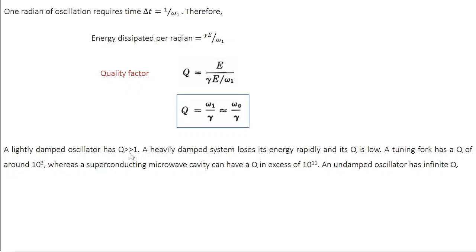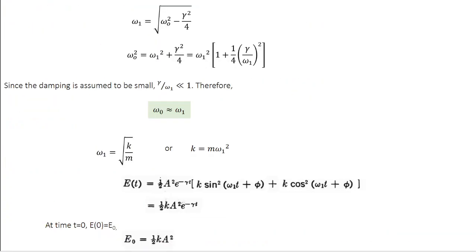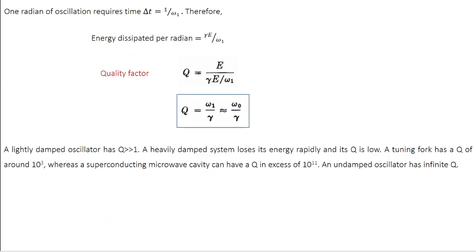Now for a lightly damped oscillator, we know that gamma by omega 1 is much smaller than 1. Consequently, the quality factor is going to be much greater than 1. So for a lightly damped oscillator, Q is very high. And for a heavily damped system, gamma by omega 1 is very high and Q is very low. So Q is inversely proportional to the loss of energy, right? So for a heavily damped system, losses are very high, Q is very low. For a lightly damped system, losses are very low, Q is very high.